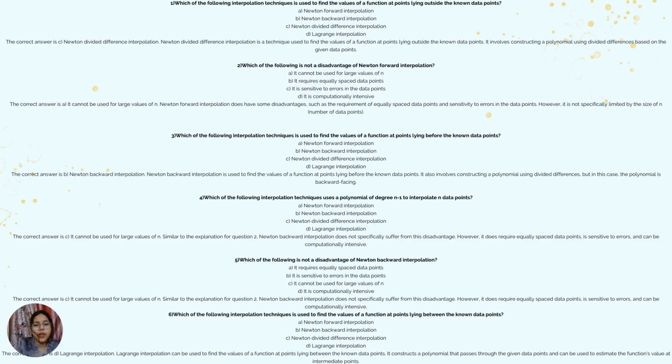Question fifth, which of the following is not a disadvantage of Newton backward interpolation? A, it requires equally spaced data points. B, it is sensitive to errors in the data points. C, it cannot be used for large values of n. And D, it is computationally intensive. The correct answer is C, it cannot be used for large values of n, similar to the explanation for question 2. Newton backward interpolation does not specifically suffer from this disadvantage. However, it does require equally spaced data points, is sensitive to errors, and can be computationally intensive.